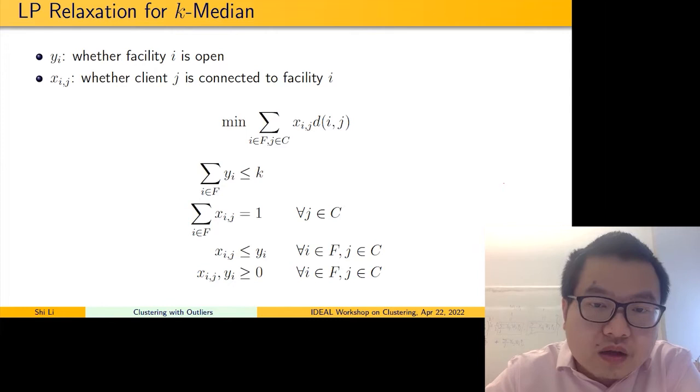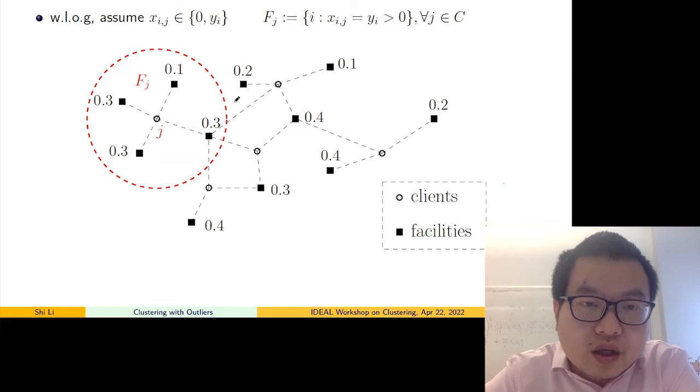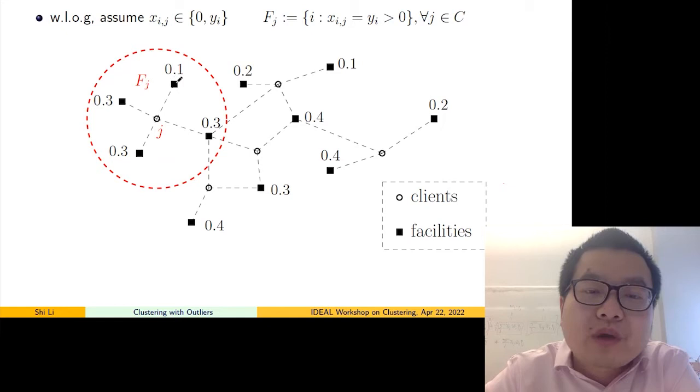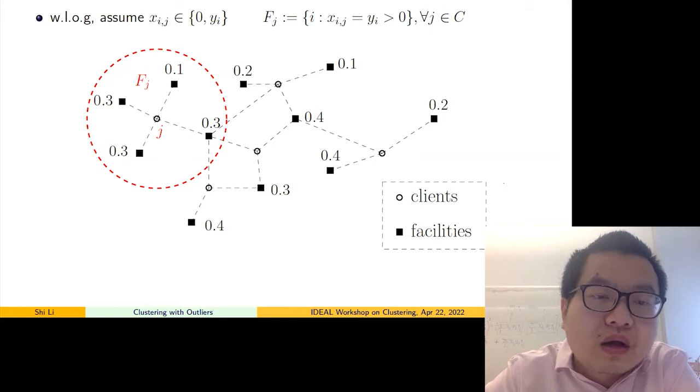So let's see what an LP solution looks like. Using some standard procedure, we can assume that Xij is either zero or Yi. That means suppose some facility i is open to an extent of Yi, then a client j is either not connected to the facility, so Xij is zero, or it's connected to the facility at the full extent, so Xij is Yi. And this can be done by splitting facilities.